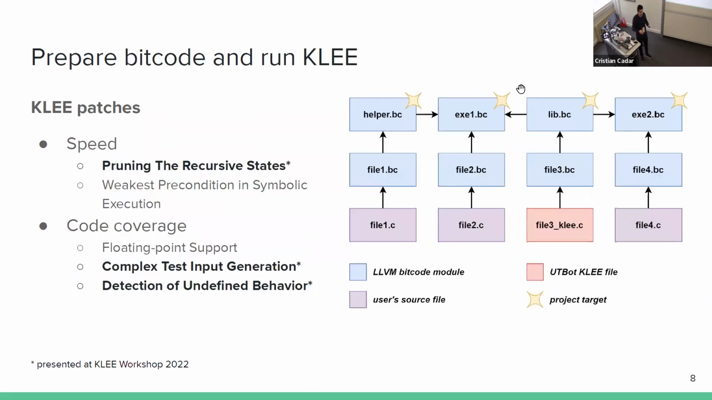Then UTBot needs to build your project into LLVM, and to do this, it filters the compilation and linkage databases that we covered previously, and then it finds the appointed libraries or executables and runs KLEE on the appointed bitcode files. The interesting thing is that we run a custom version of KLEE because, as we are a unit test generation framework, we need to achieve two things: to cover as much code as possible and to do it as fast as possible. So we introduced several patches that should have been presented at the KLEE workshop. I'm not sure whether it's still happening.